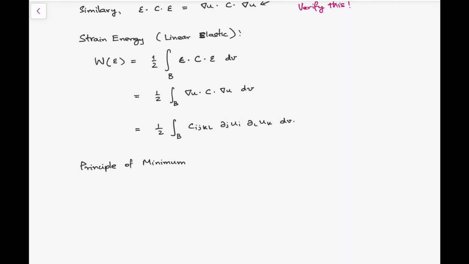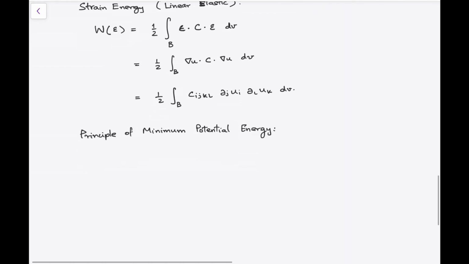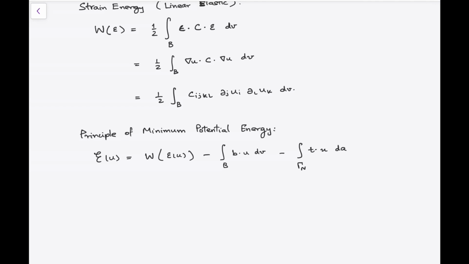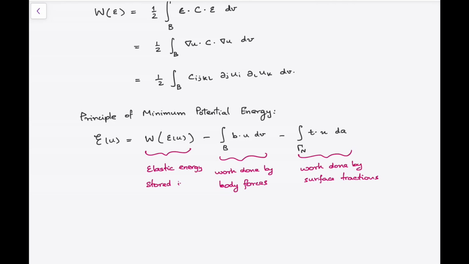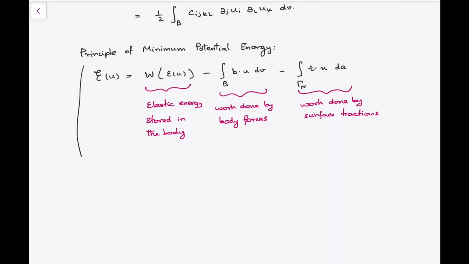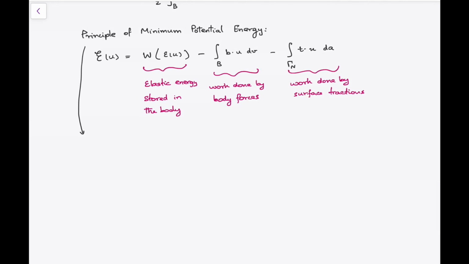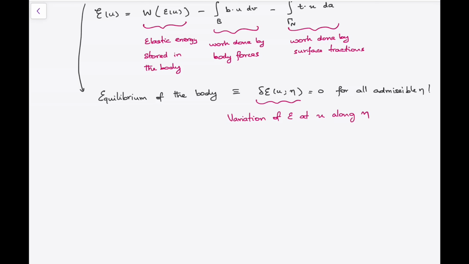Now the principle of minimum potential energy, which will be our key result in this particular video, tells us that if you look at this particular functional E of U, which is W minus the work done by the body and surface forces. So this term is the work done by the body force, this is the work done by the surface tractions, and the first term is the energy stored in the body as a consequence of elastic deformations. Now the principle of minimum potential energy states that the equilibrium of the body is obtained by setting the variation of this energy functional to 0.